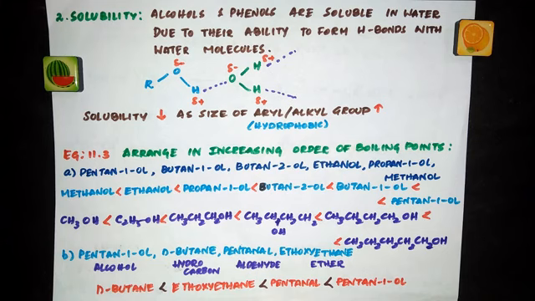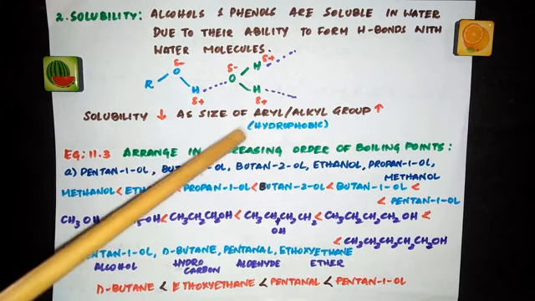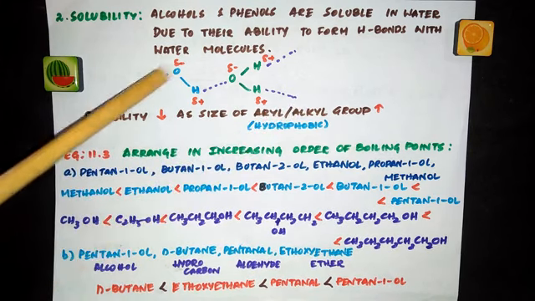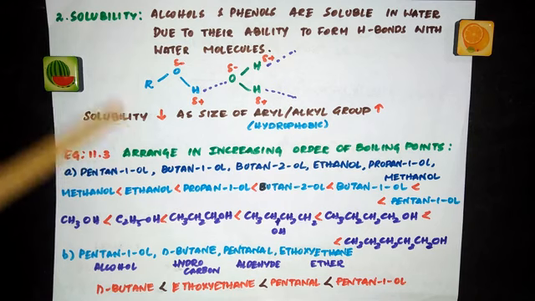And remember, this solubility in water decreases as the size of the aryl or alkyl group increases, which means higher alcohols are not soluble in water because the alkyl or aryl part is hydrophobic. So as the size of this alkyl or aryl group increases, the solubility in water decreases.